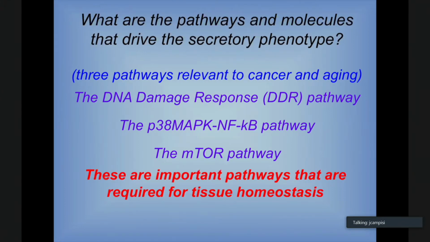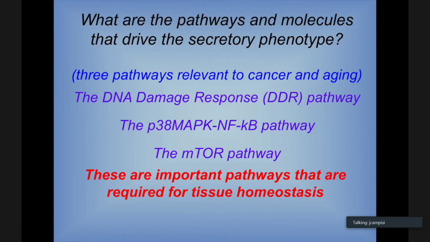And that's exactly the problem. These are all important pathways that are required for normal tissue homeostasis. And so the last thing we want to do is to chronically inhibit these pathways. And it does have to be chronic because, as I said, there are drugs. We add the drugs, the cells stop secreting, that's great.